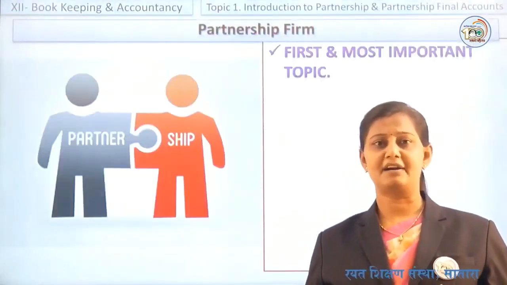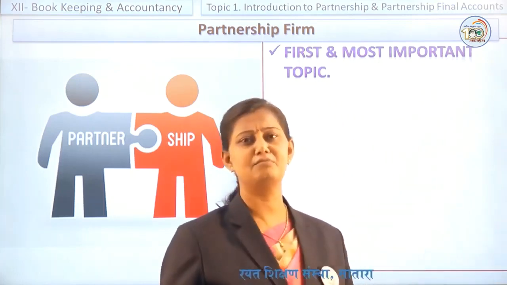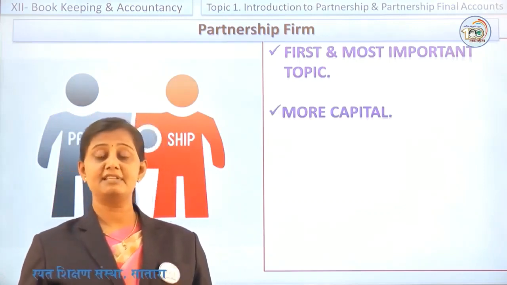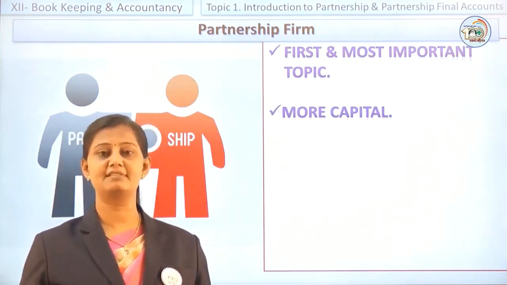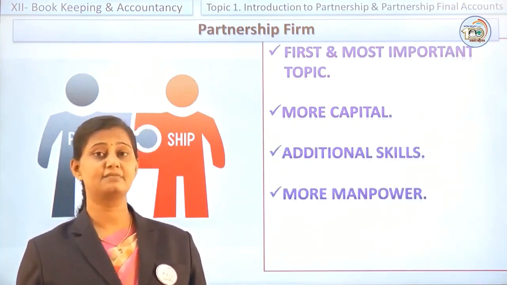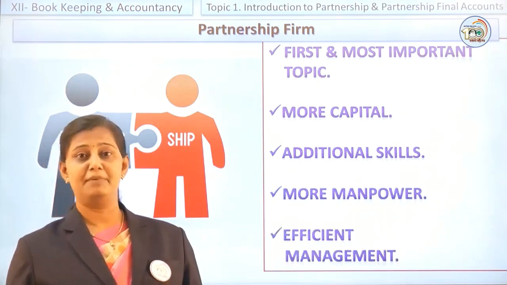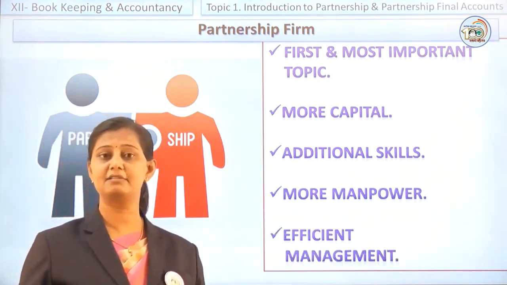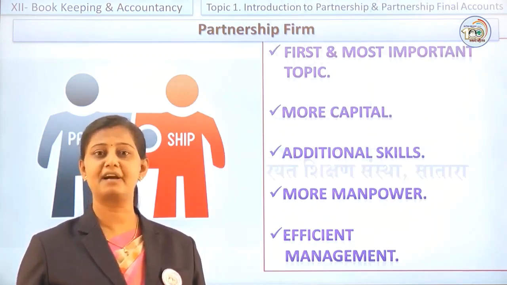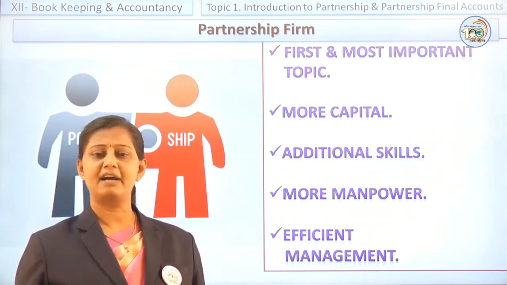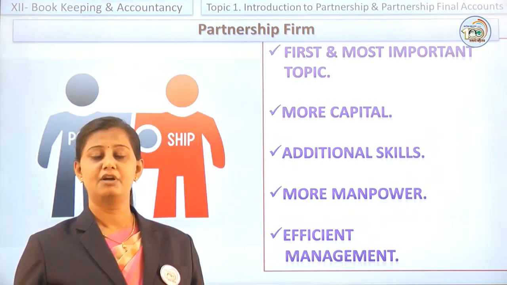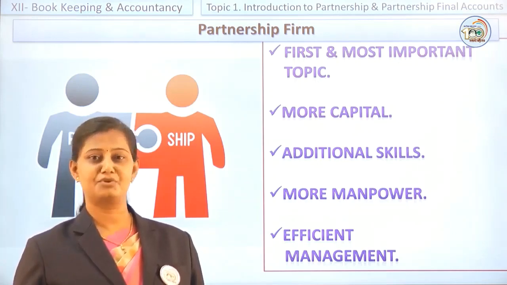Introduction to Partnership and Partnership Final Accounts is the first and most important topic of 12th standard. If the businessman desires to expand the size of business, there arises a need for more capital, additional skills, extra manpower, efficient management, and fellow partners to bear losses and liabilities. In such a case, formation of partnership is adopted. Partnership form of organization is always suitable or useful to medium and large scale business organizations.